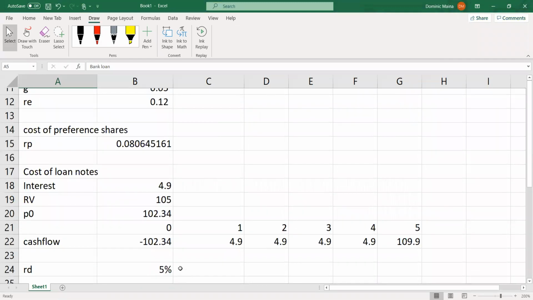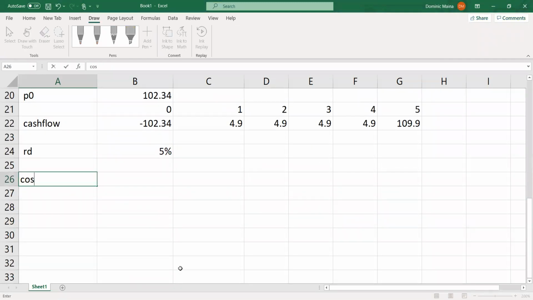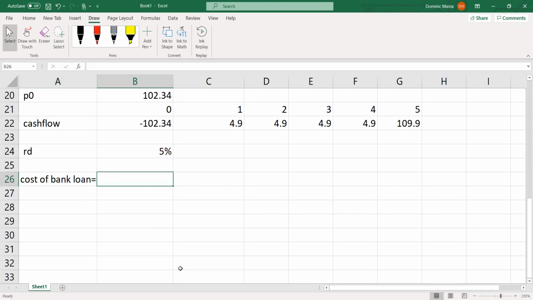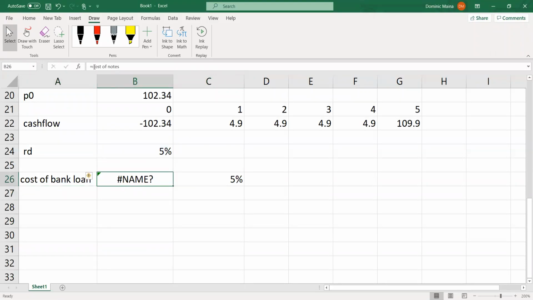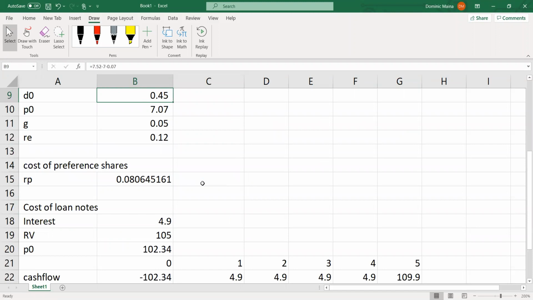So we can have here the cost of the bank loan. You may want to justify it if you want to, but there's maybe no reason for you to do that. Cost of the bank loan, we got the cost of the note, which will be equal to the 5% loan you just did here, so it will be equal to 5%. Now simply, you can plug in the figures up here.